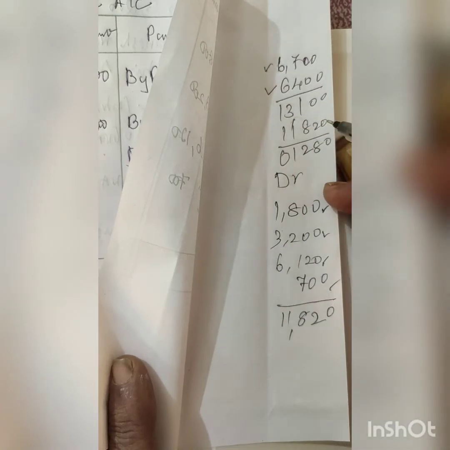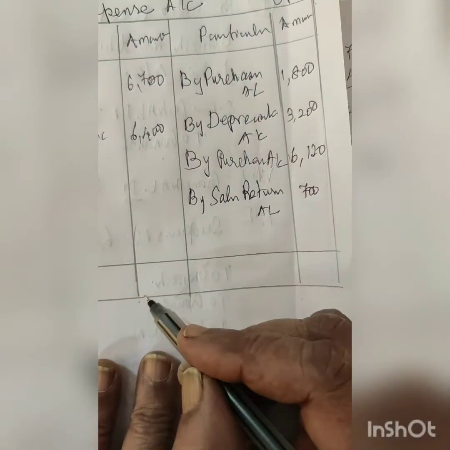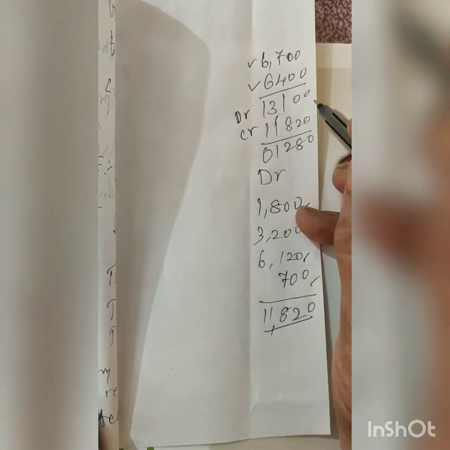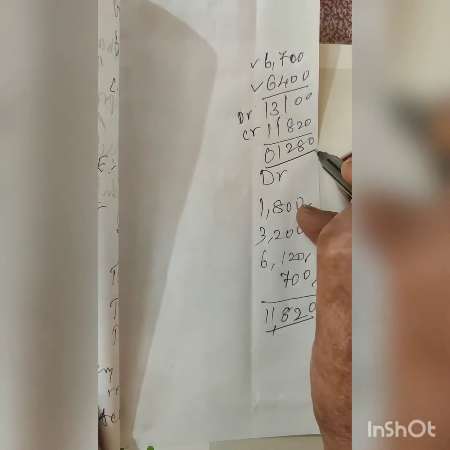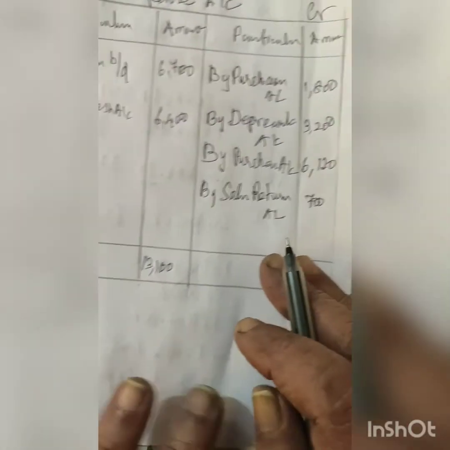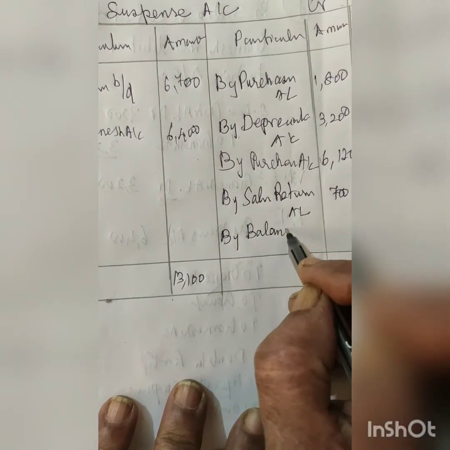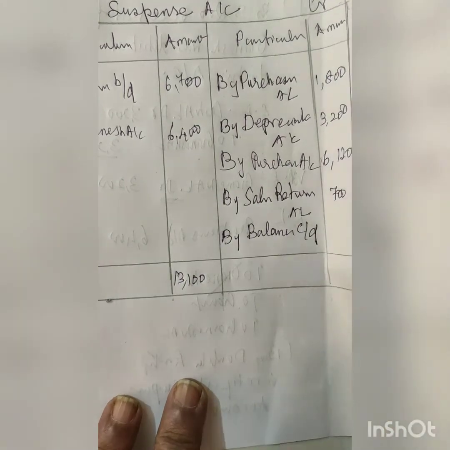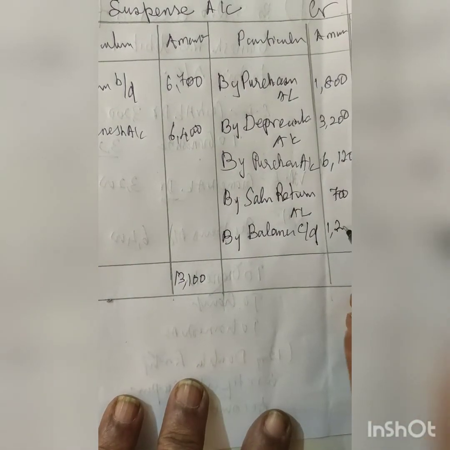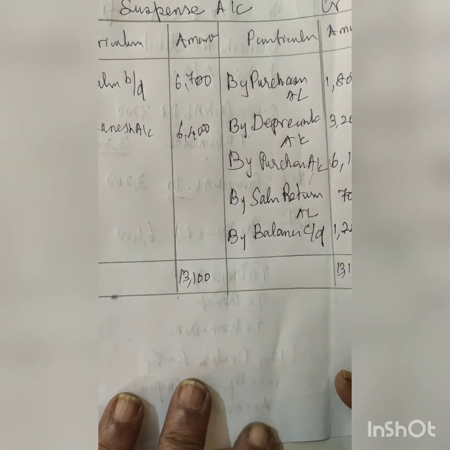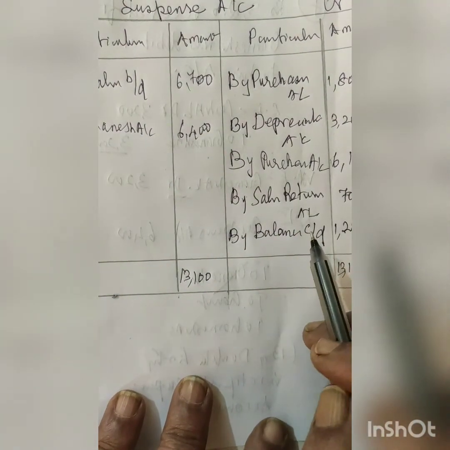Total is 13,100. Here debit side total is 13,100 and credit side total is 11,820. If you subtract from this, this is DR total, this is CR total. If you minus this means you'll get 1,280. This 1,280 we have to write this side as difference. By balance carried down, how much? 1,280. Total comes 13,100.